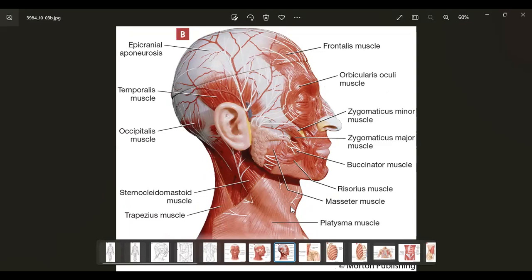This will pull the lower lip down and depress the mandible. It will originate on the pectoralis muscle and insert on the mandible and the skin of the lower face.